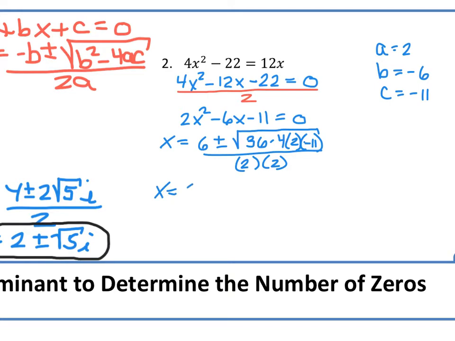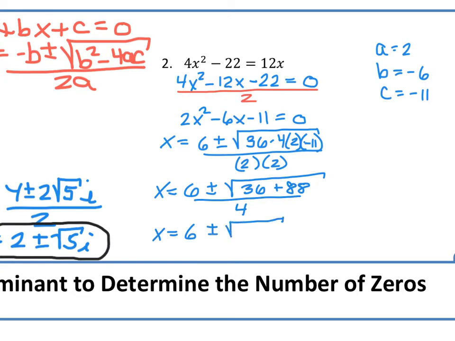x equals positive 6 plus or minus the square root of 36, and I have here a negative times a negative, so we've got 44 times 2, which is 88, so that's going to turn positive 88 all over 4. I have x equals 6 plus or minus the square root of, what do we got here, 124 all over 4.